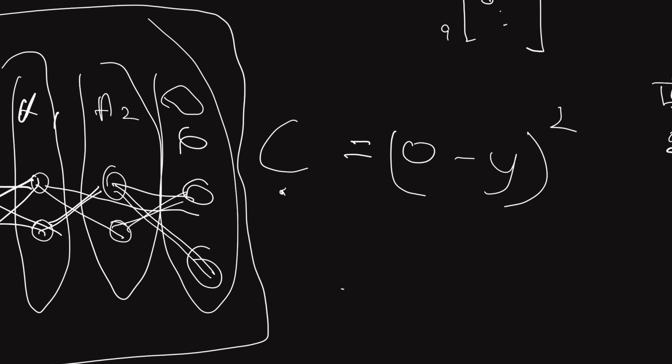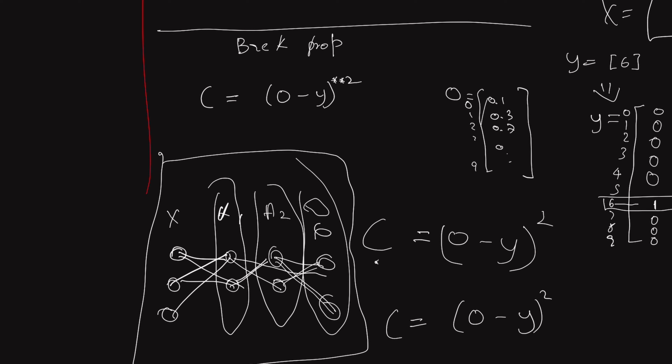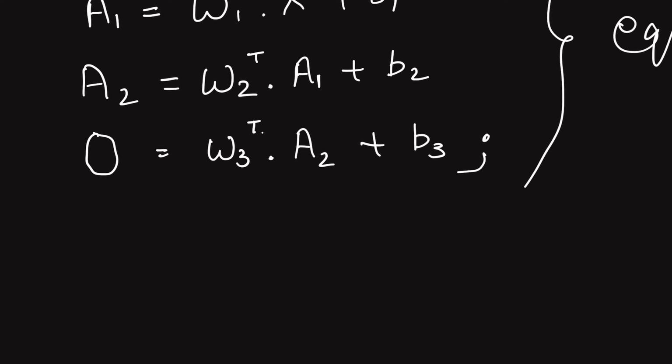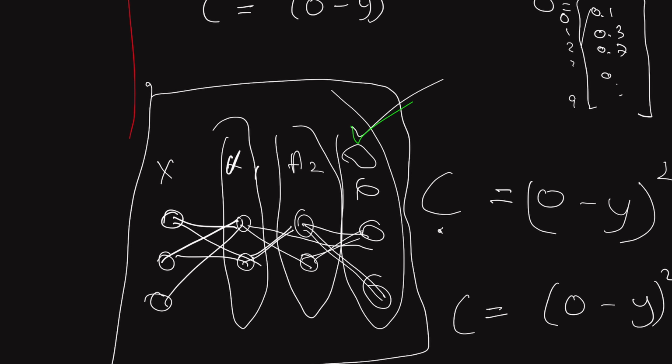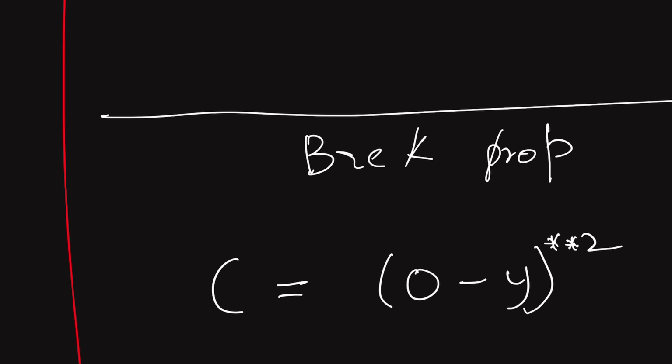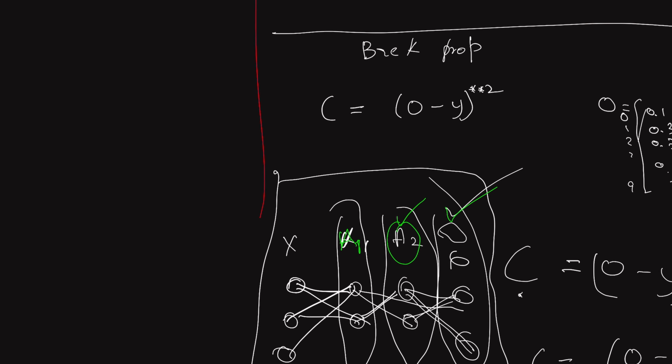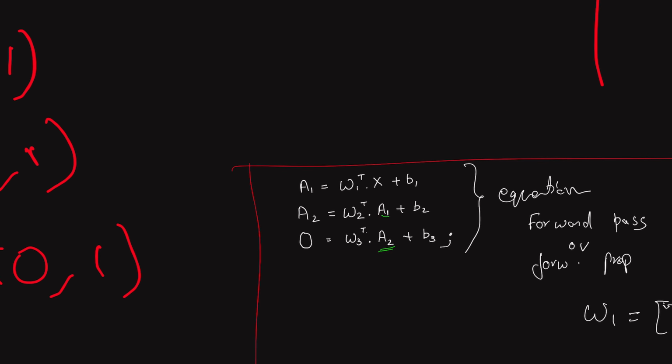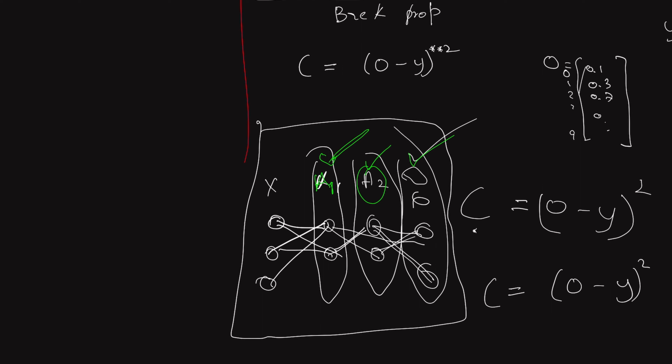And it's pretty simple, isn't it? We have defined C as o minus y, whole square. But how is it an equation of everything? Well, it has o in it. We go back to the o equation. The o equation has a2 in it, so that means we also have a2 now in C. So we go back to a2, it has a1, so the cost function also has a1. And we go back to a1, it has x, and the cost function also has x. So it's a function that has all the equations in it. The cost function is the function of the whole network.